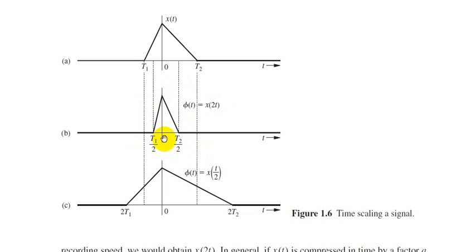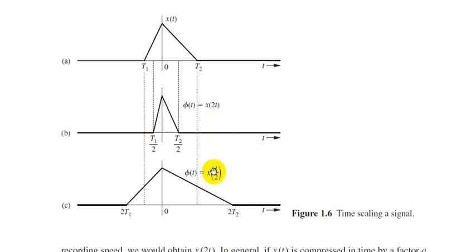This signal is compressed from x of t, and the compression factor is 2, therefore we use x of 2t. Here 2 is greater than 1. 2 is actually representing the scaling factor, which is alpha, and the value of alpha here is 2. Therefore we just make the duration of the signal half of the original signal. So when alpha is greater than 1, we are actually compressing the signal.